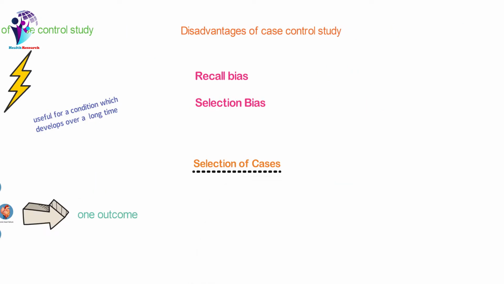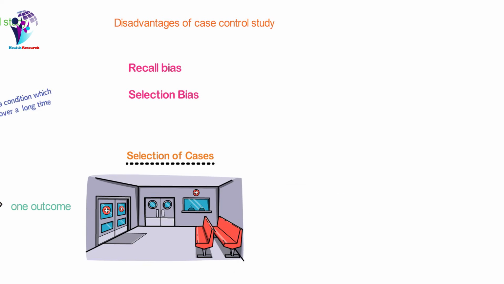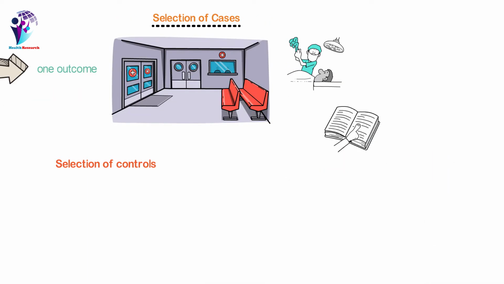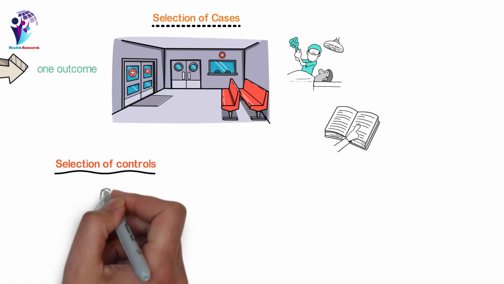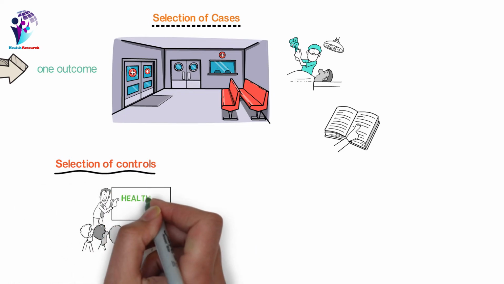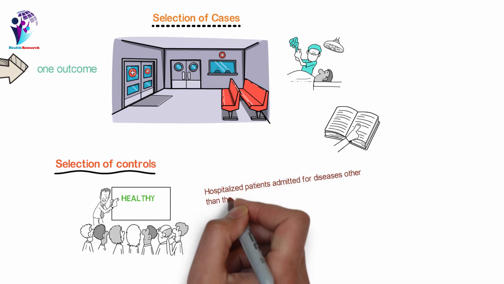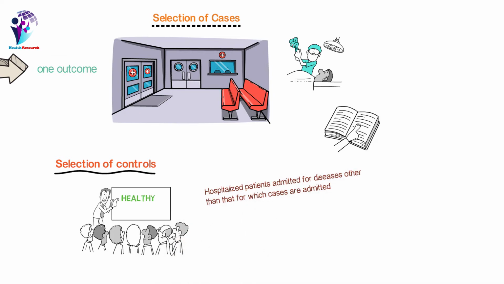Cases can be selected from hospitalized patients, patients in physicians' practices, registries. Controls can be selected from non-hospitalized persons living in the community similar to cases, hospitalized patients admitted for diseases other than that for which cases are admitted.